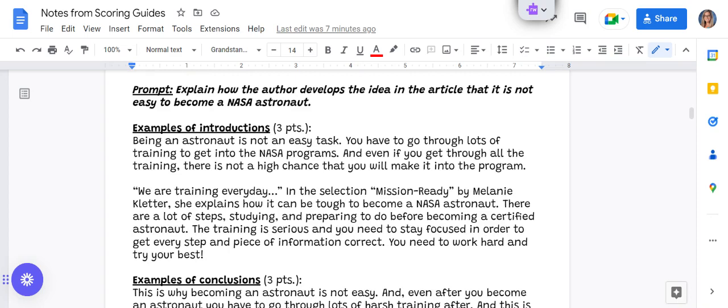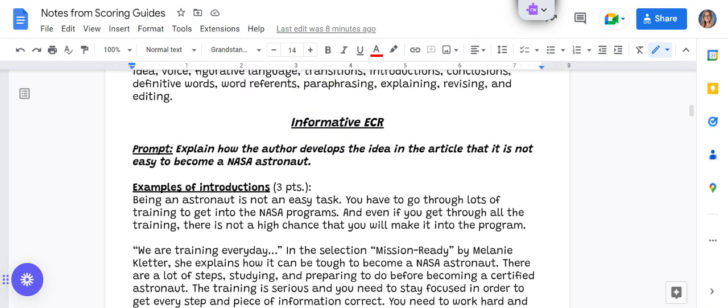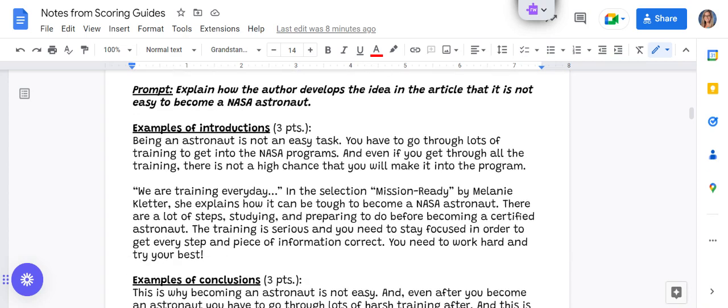Okay, so this prompt was the informational one. This is the one that was sixth grade or sixth grade and up. And the prompt was explain how the author develops the idea in the article that it is not easy to become an astronaut. So these are the introductions. I just kind of copy and pasted the introductions from the scoring guide. So these all got 3 points. So these all got perfect scores.